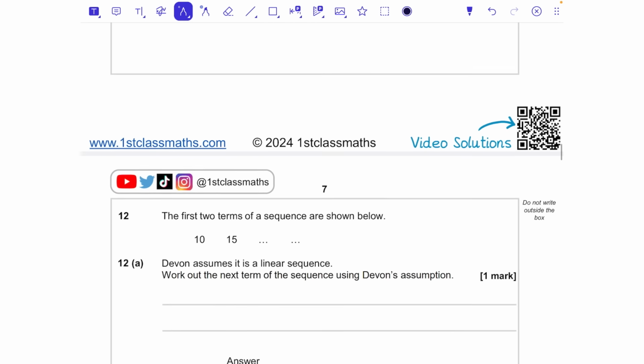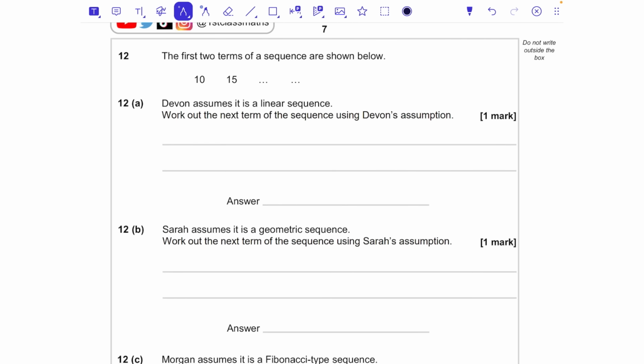Okay, question number 12. The first two terms of a sequence are shown below. We've got 10, 15, something, something. Devon assumes it is a linear sequence. Work out the next term of the sequence using Devon's assumption. So linear would mean it would be going up by the same amount each time, adding on the same amount. If you plotted it on a graph, it would make a straight line. So he's assuming if it's add 5 there, that it's going to be add 5 again, and add 5 again. So adding 5 each time, the next term is just going to be 20. So adding 5, let's do some working, 15 add 5 is 20.